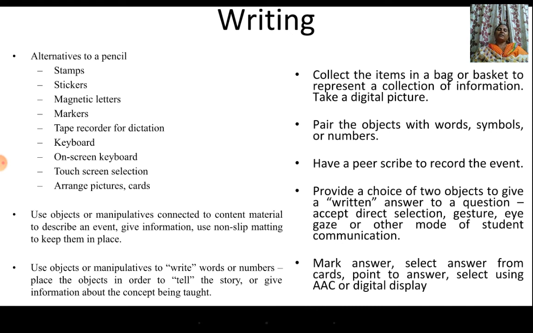When it comes to writing, alternatives to pencil can be used, such as stamps, stickers, magnetic letters, marker, tape recorder for dictation, keyboard, on-screen keyboard, touch screen selection, and arranging the pictures or cards instead of writing. This will develop interest among the child and will address the limitations which he faces in writing. And objects and manipulatives connected to the content material to describe an event, give information, and non-slip matting can be used to enhance their writing ability.